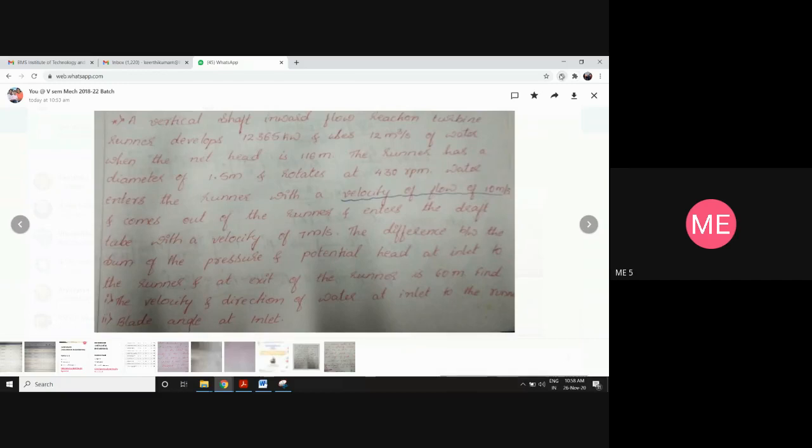The difference between the sum of the pressure head and potential head at inlet to the runner and at exit of the runner is 60 meter. Find the velocity and direction of the water at inlet to the runner.